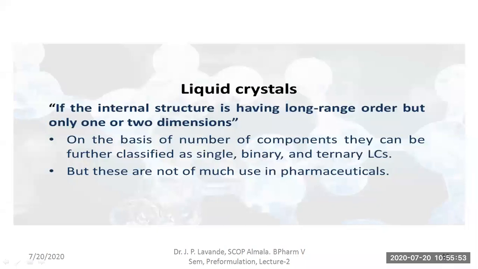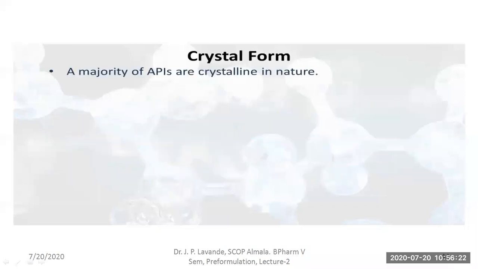Liquid crystals have an internal structure with long range order but in only one or two dimensions. On the basis of the number of components, they can be further classified as single, binary, or ternary liquid crystals, but these are not of much use in pharmaceuticals. Again, liquid crystals are not used in pharmaceuticals.